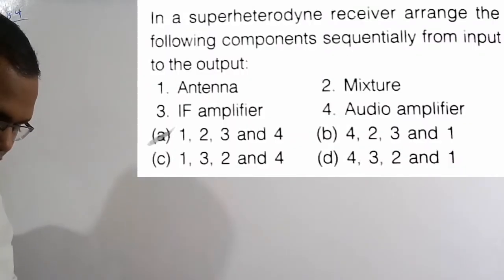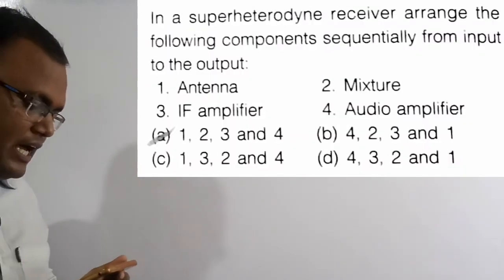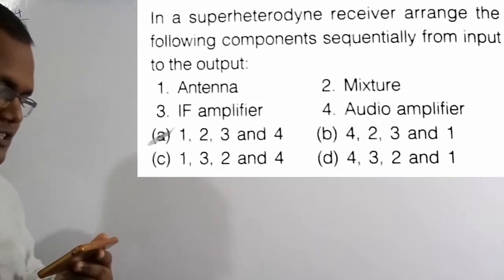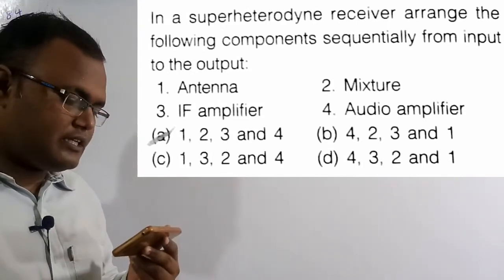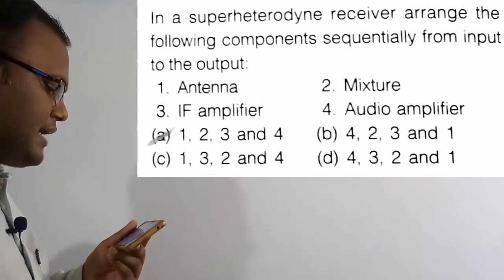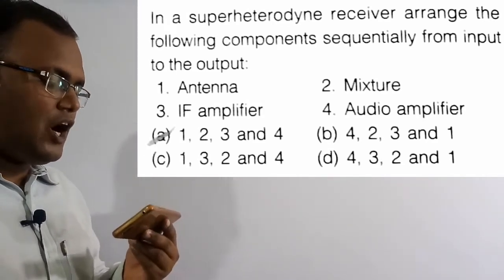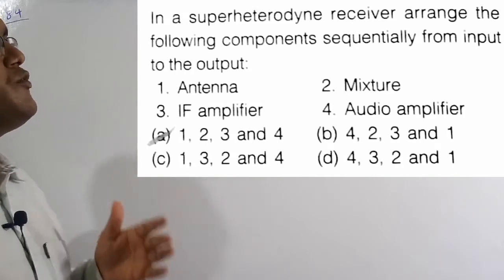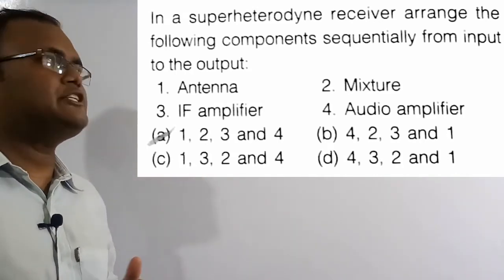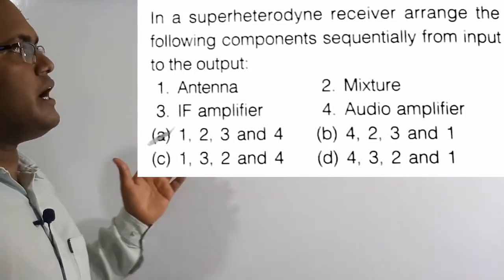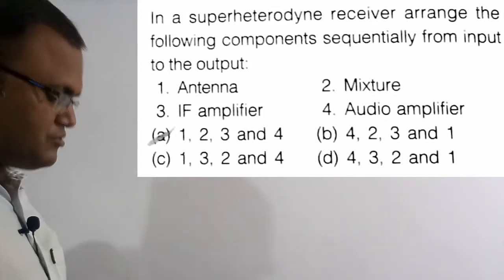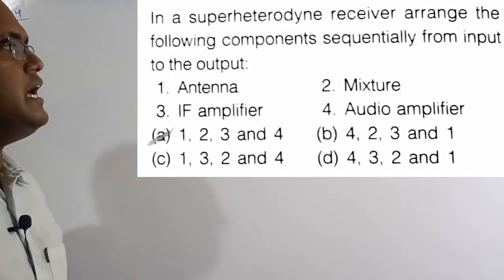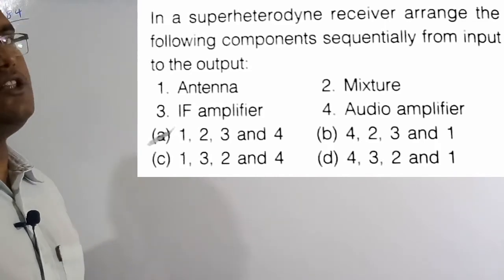Now we are going to solve the 84th question. See the question here. In a superheterodyne radio receiver, arrange the following components sequentially from the input to the output. The first thing is antenna, the second is mixer, the third is IF amplifier, and the fourth is audio amplifier. So in the question they tell us to arrange these blocks from the input to the output. Option A, which is 1, 2, 3 and 4, is the correct solution of this question. So let's solve this numerical.